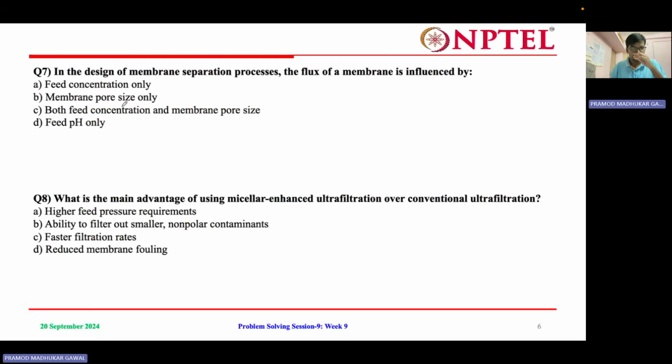Question number 7. In the design of the membrane separation process, the flux of the membrane is influenced by the feed concentration, which influences the driving force for transfer across the membrane, and second, the pore size, which controls the size of the molecules that can pass through the membranes. So option C is the correct one.